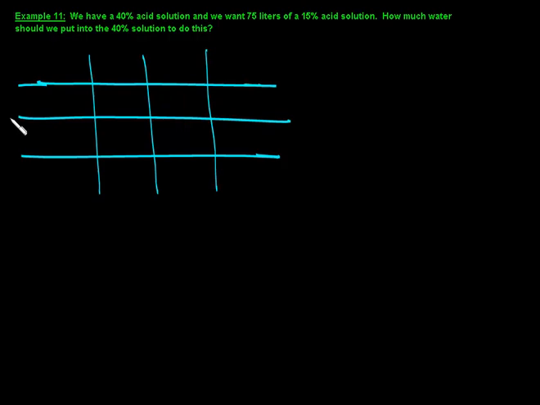So we have a 40% acid solution. This time we are looking at acid. The amount multiplied by the concentration should give you the quantity of acid, so we're looking at the quantity of acid. They ask us, we have a 40% solution and we want 75 liters of 15% solution. How much water should we put in the 40% solution to do this?